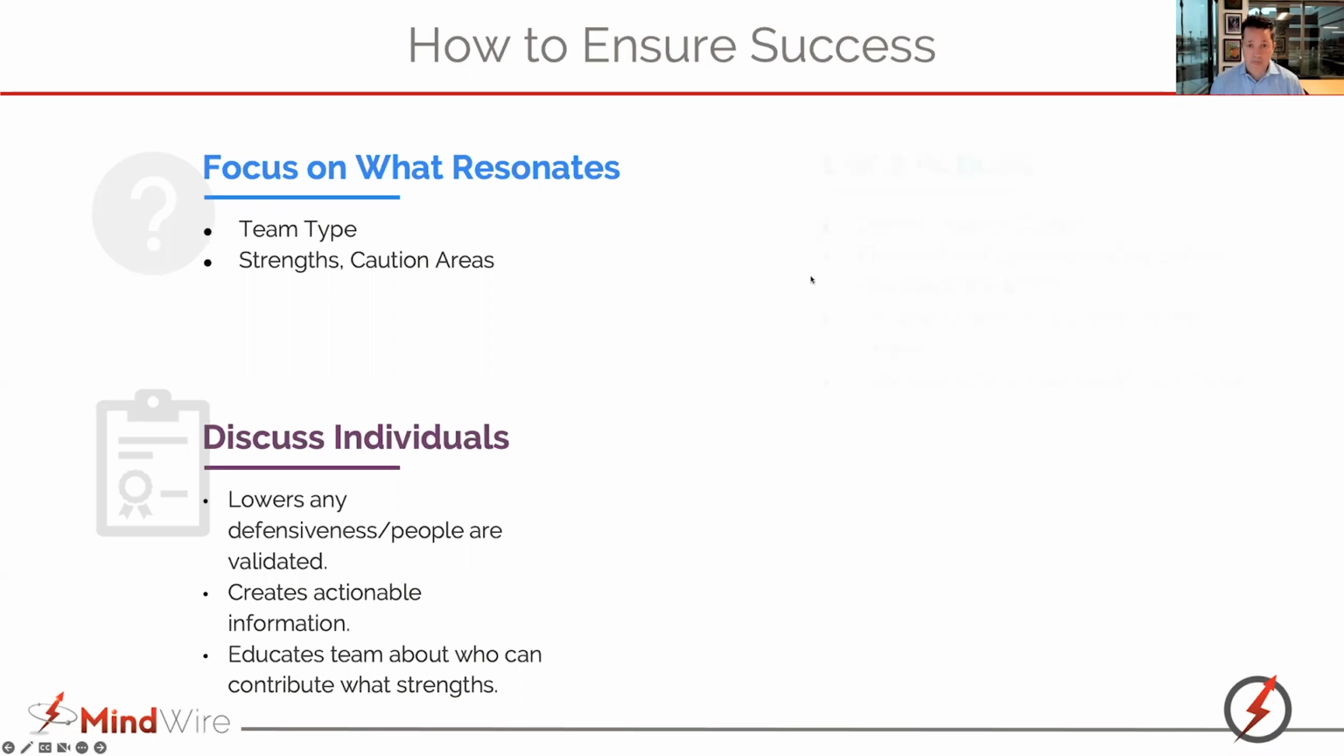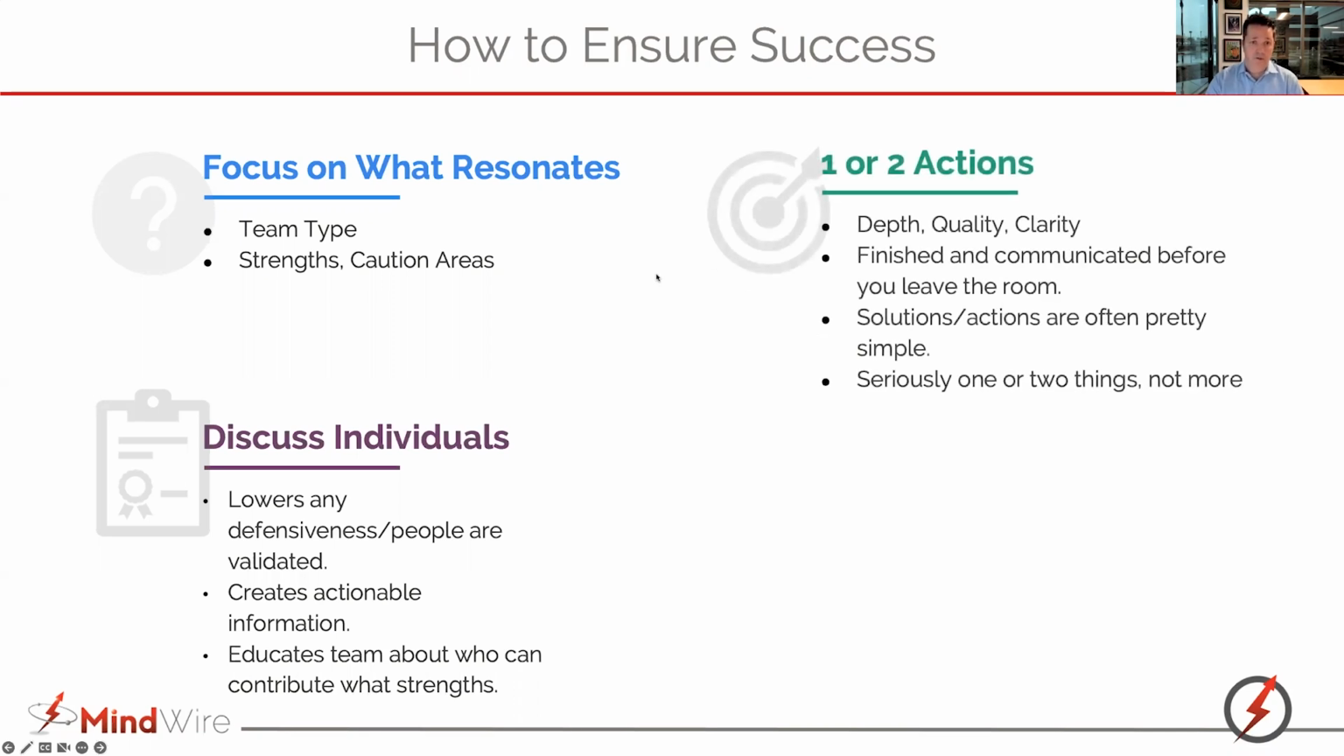The third piece is when it comes to the action planning, everyone wants to go to the buffet and load their plate up with too much stuff, right? That does not work. What does work is limiting a team to one action at a time, the one thing that would have the biggest impact, and be super clear before you leave the room. What is success? Who's responsible for what? How are we going to start taking action? What's the timeline, right? And solutions are simple, right?